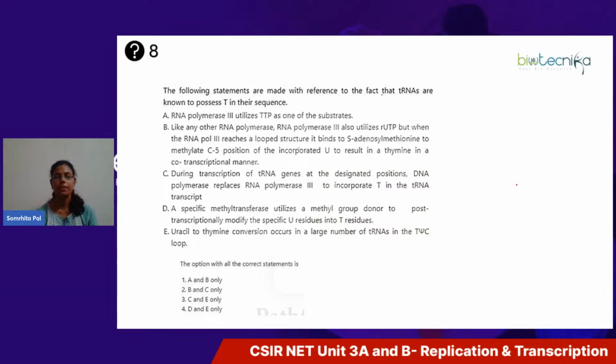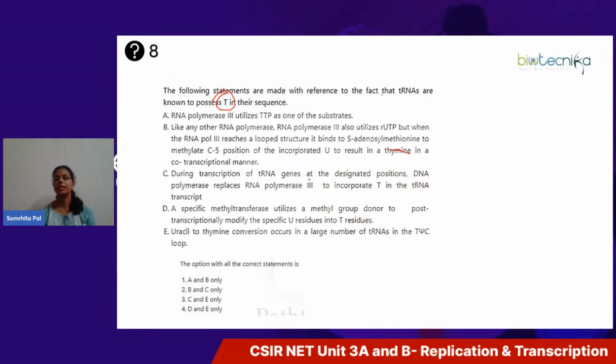Okay, so they are saying that the following statements are made with reference to the fact that tRNA are known to possess T in their sequence. RNA polymerase 3 utilizes TTP as one of the substrates. Like any other, RNA polymerase 3 also utilizes UTP. But when RNA pol 3 reaches a loop structure, it binds to S-adenosyl methionine to methylate the C5 position of the incorporated uracil, because thymine is the C5 methylated form of uracil.